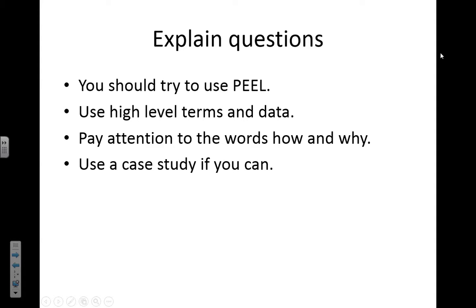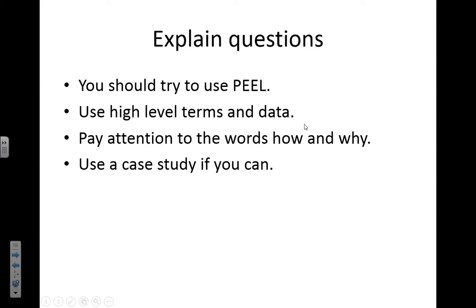Largely the biggest problem that people have is that they don't select an appropriate piece of evidence to explain the point that they want to explain. Or they don't make it clear why they're saying what they're saying and how it actually answers the question. You need to make sure that you use high-level terms and data. You need to make sure you pay attention to the words how and why.